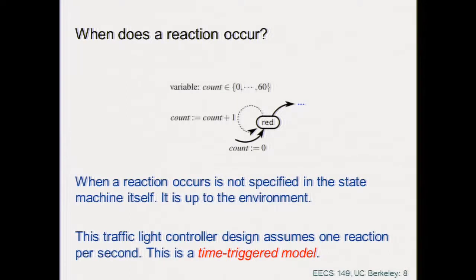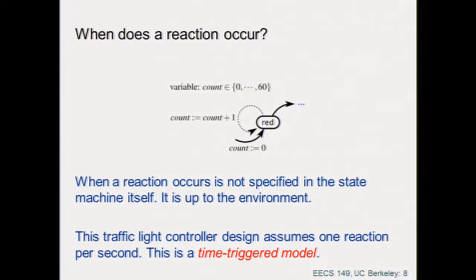Okay. So when does the reaction occur? We already said when the count reaches a specific value, then it takes a transition. Now, the fact that it takes a transition depends on two things. One is the pedestrian is there or not, and the second one is the time has elapsed to 60 or not. Of course, these are exogenous variables, things that are not under the control of the system itself, so the inputs come from somewhere else. So the conditions under which you move are given by the environment.